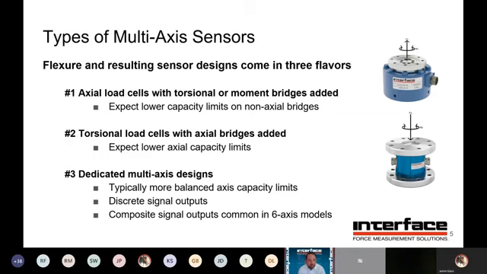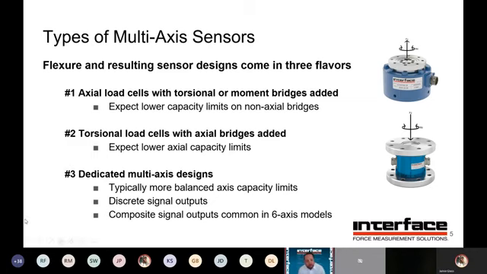The next flavor would be a torsional load cell, where we add axial or other types of bridges, such as our 5600 there on the right. Again, you can understand that you might have a little bit lower tension capability, for example, from that sensor. In fact, in that case, we've highlighted there that that's a compression only. So that's something else to note, is that sometimes you end up with a situation where they're not fully bidirectional for the additional bridges. But the last type are going to be dedicated multi-axis designs.